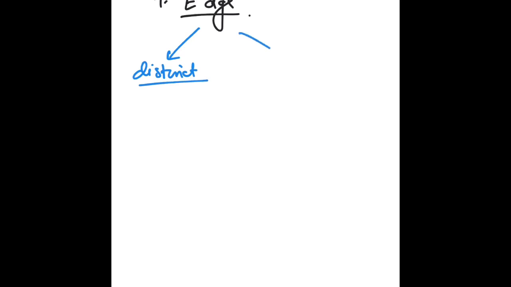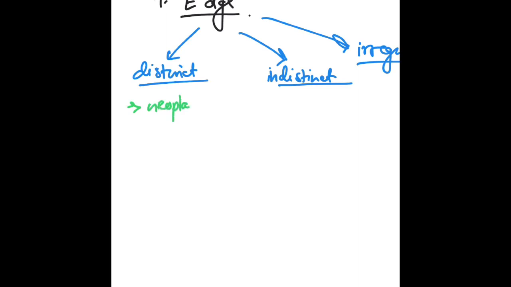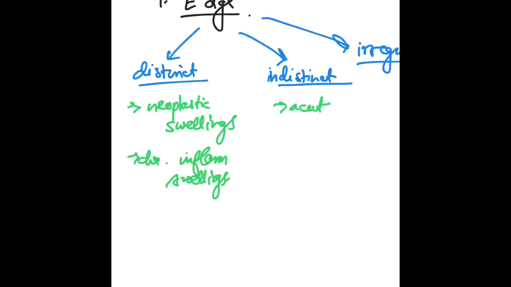Next point is about the edge. Now edge can be distinct, indistinct, or sometimes irregular. Irregular, whether it's margin or surface, it mainly points towards malignancy. Distinct swellings with a distinct edge are generally neoplastic swellings or chronic inflammatory swellings. And those with indistinct margins are acute inflammatory swellings, like an abscess.